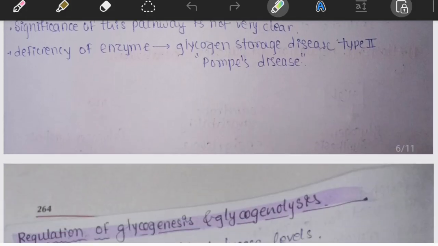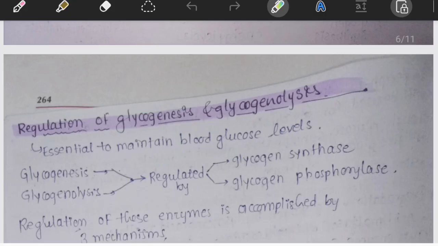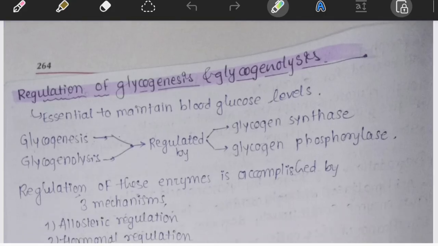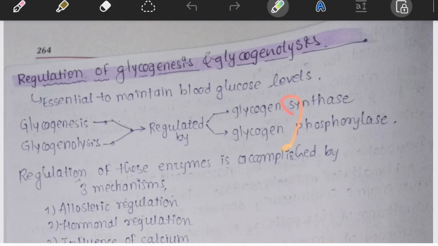So far we have learned two opposite pathways: one stores glucose as glycogen and the other breaks glycogen down into glucose. But here's a very important question: can both pathways run at full speed at the same time? Imagine filling a water tank while opening the drain at the bottom. Does that make sense? Absolutely not. Your body is far smarter than that. Today we are going to learn how the body decides whether to store glycogen or break it down.